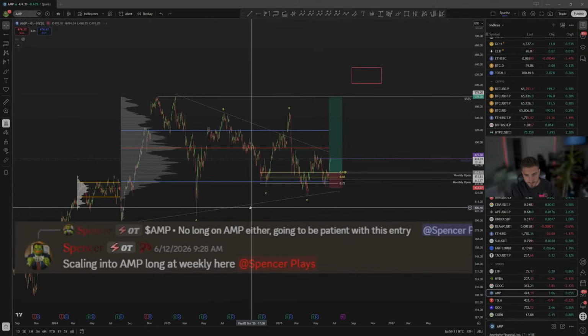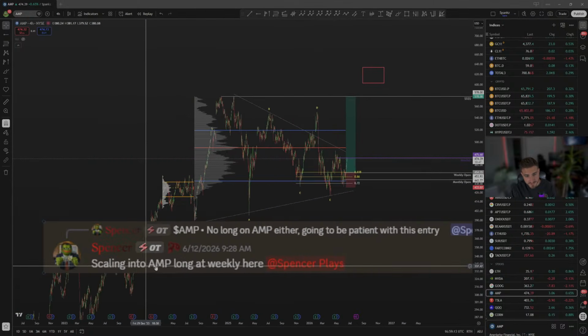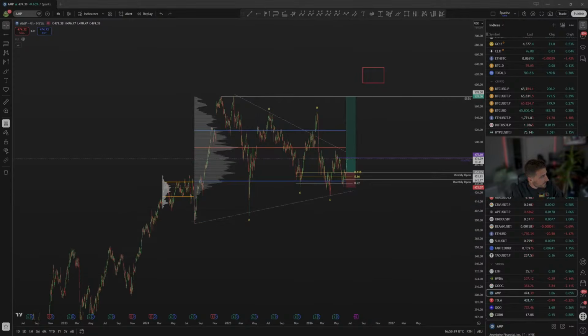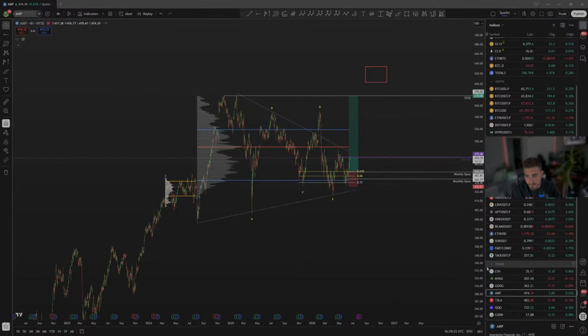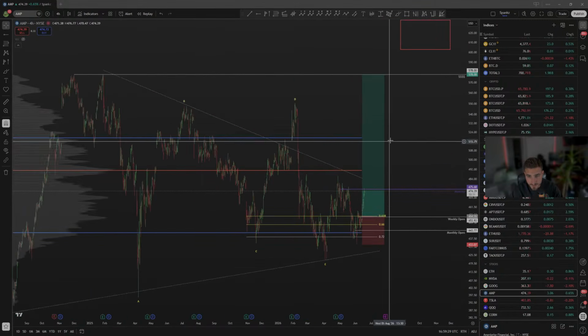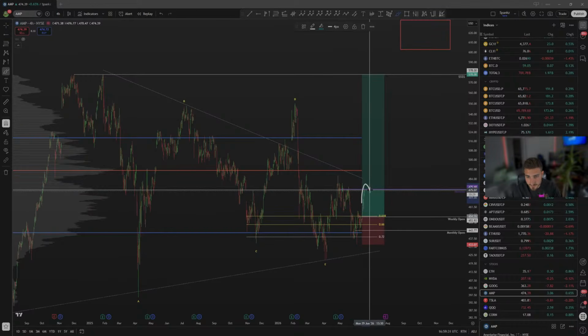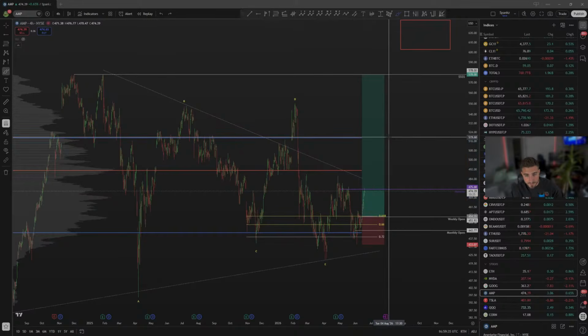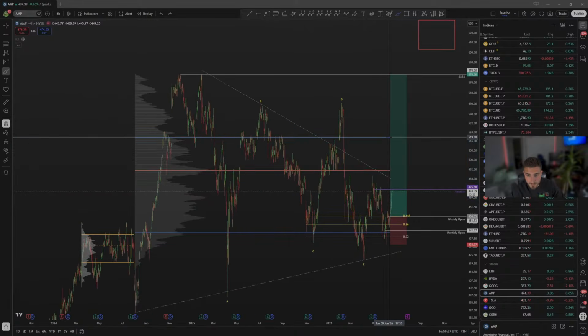And here's me in my Discord channel just saying, I'm scaling into the long at weekly here. And then today, in the Discord, celebrating some nice profits that we've taken at the monthly profile, and we're looking for the larger play, right? So it'd be nice if we can flip this monthly level into support, and at least make a run up to the POC or even higher to the value area high. So it's the same concepts that we're always teaching here.